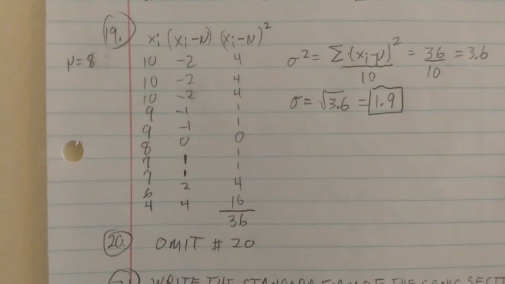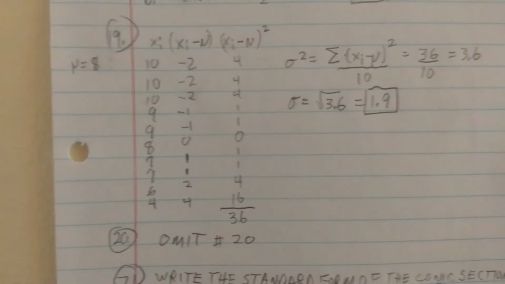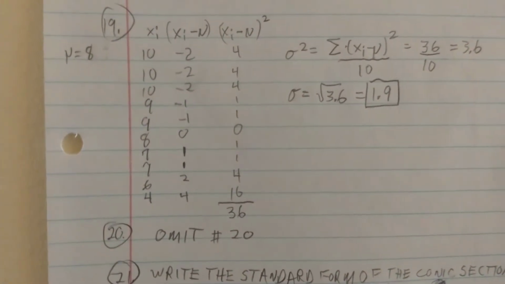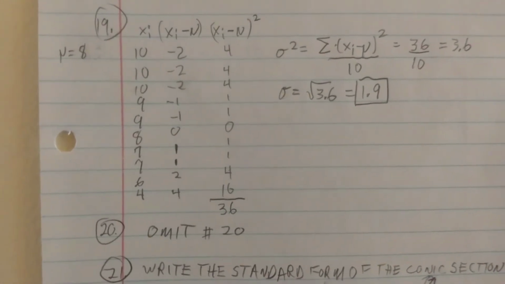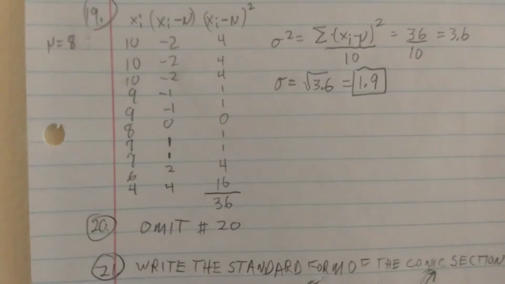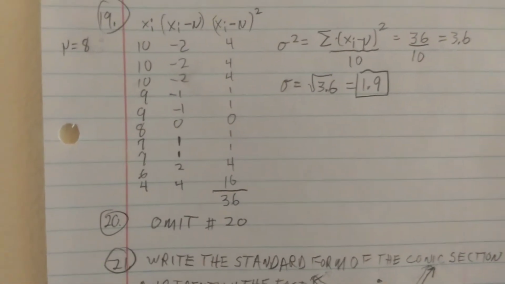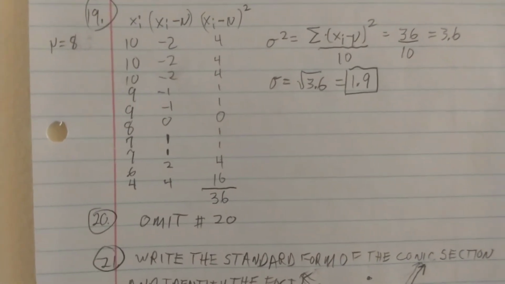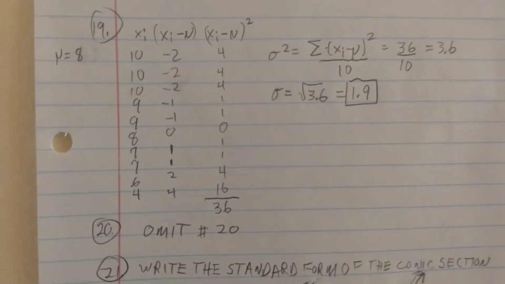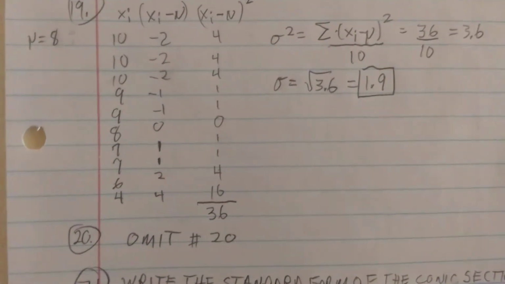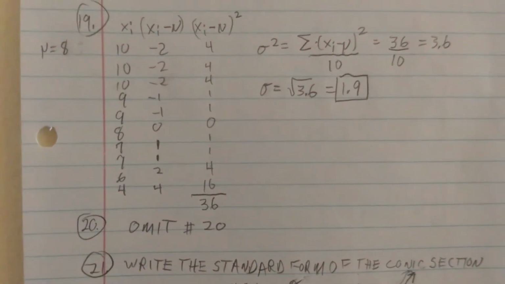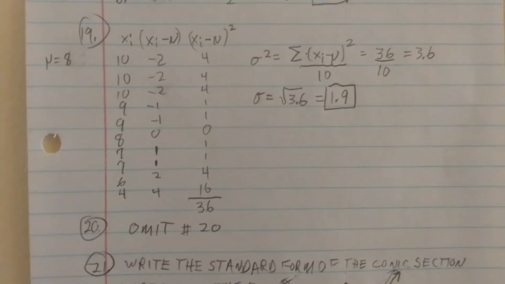But since when you square it doesn't matter, those signs were wrong. So we're going to square all the minus 2's and get 4, square the minus 1's and get 1, square the 1's and get 1, square the 2 and get 4, square the 4 and get 16. And that all adds up to 16 plus 2 is 18, plus 2 is 20, plus, well, it adds up to 36 when you do it on your calculator. So that will be 36.